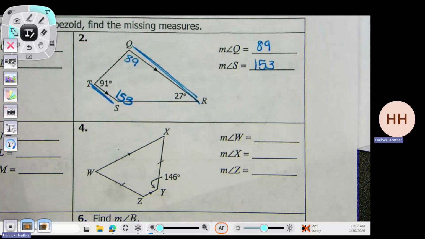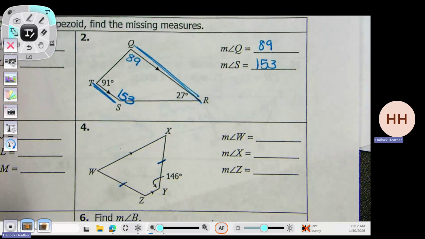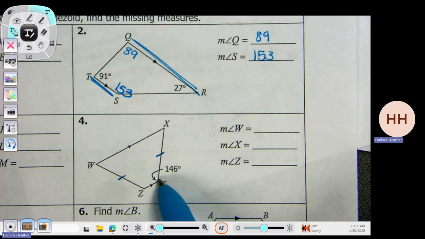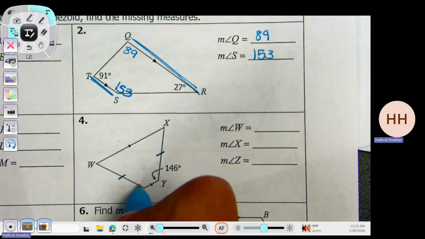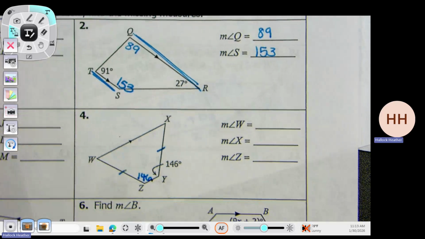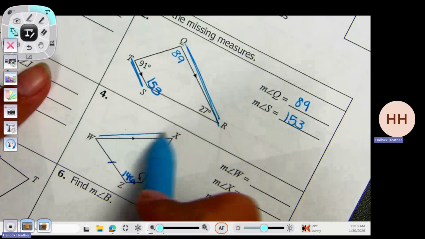So for 4 it's the same thing, but it's isosceles because you have the tick marks. So tick mark, tick mark. So where else can 146 go because it's isosceles? C, because the base angles match for an isosceles trapezoid. So 146 can go here. And then you use the same process. If I just turn this a little bit, that way you can see the bottom and the top. Here's the top. Here's the bottom.